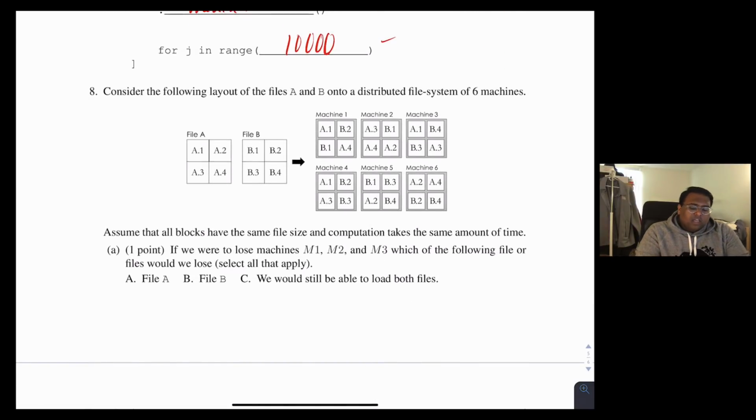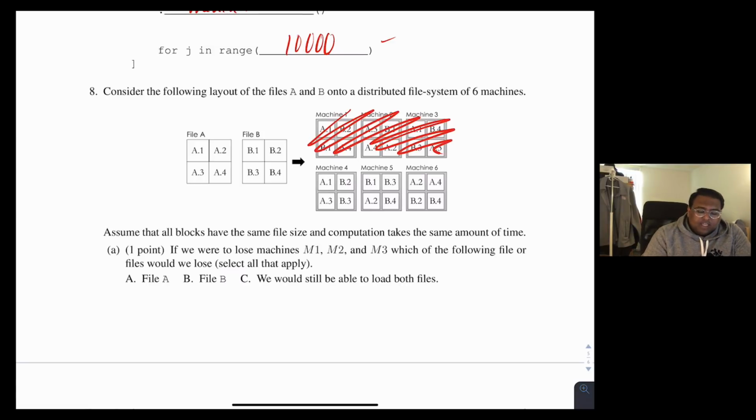Lastly, number 8, now we're talking about distributed file systems. Suppose we have 2 files, A and B. So A consists of 4 blocks, A1, A2, A3, and A4, and B has 4 blocks, B1 through B4, and we're given this layout of which blocks are in which machines. So in part A, if we were to lose machines M1, M2, and M3, which of the files would we lose? So now let's pretend M1, M2, and M3 don't exist.